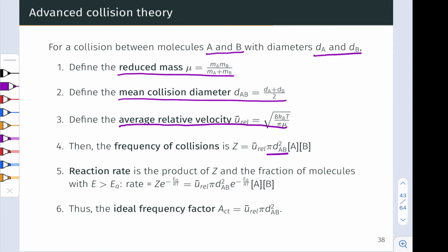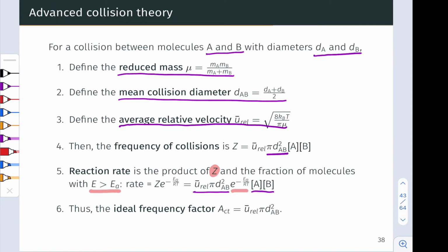Now the reaction rate includes both that frequency of collisions, which we're calling Z, and the fraction of molecules with sufficient energy to react. And this is the fraction of molecules with energy greater than E sub A. And we've seen previously this is equal to the Boltzmann factor, e to the negative E sub A divided by RT. So here in this equation, we're taking Z, which we identified as U rel pi d squared AB, as well as the concentration terms, A and B, and multiplying it by the Boltzmann factor underlined here in red.